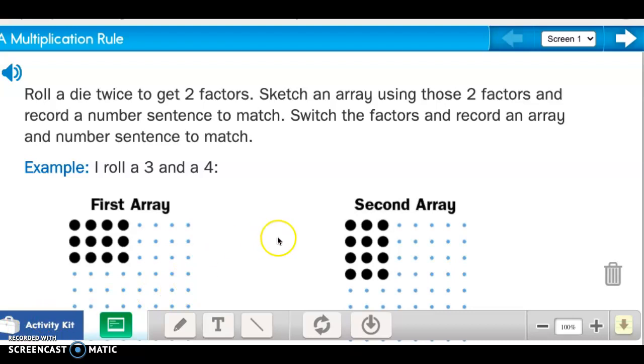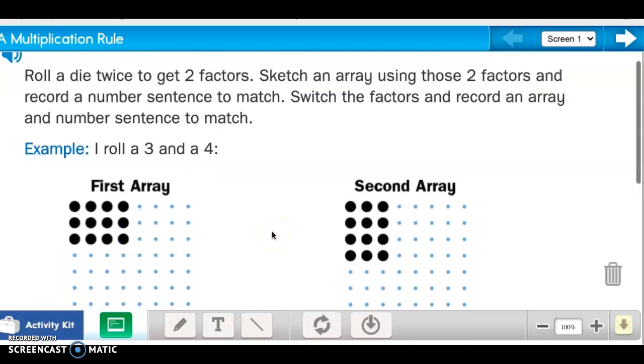The first one is right here. It says, roll a die twice to get 2 factors. Sketch an array using the 2 factors and record a number sentence to match. Switch the factors and record an array and number sentence to match. So if you have a 6-sided dice at home, go ahead and get it. If not, I can just tell you the numbers that we're going to use.